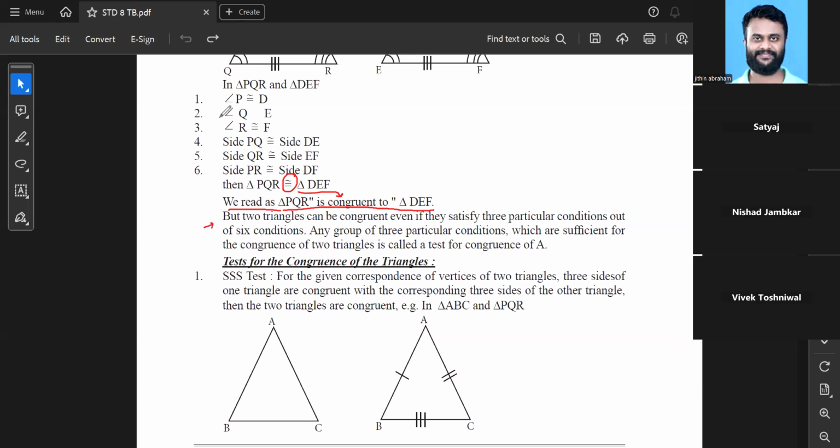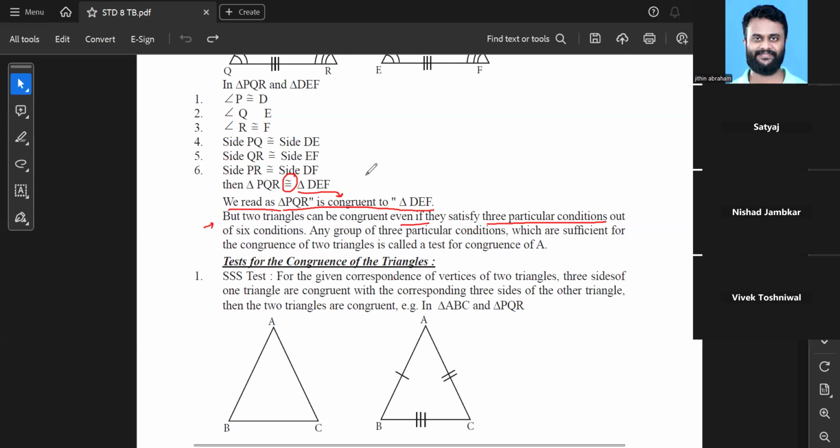But you'll think, okay sir, if we want to check whether two triangles are congruent or not, we will have to check all the 6 conditions. Oh my God, it's a tough job. It's a time-consuming job. Yes, definitely. Hence, there is one more technique. Two triangles can be congruent even if they satisfy 3 particular conditions out of 6 conditions.